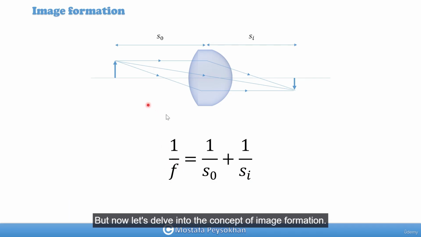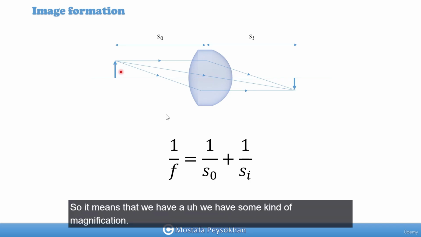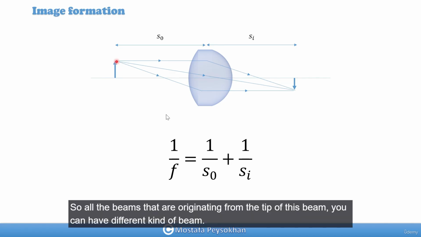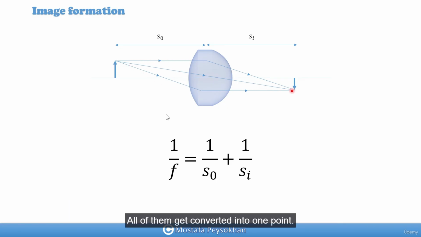But now let's delve into the concept of image formation. What does it mean? We usually put an arrow and then we put a lot of beams, and then all of them get focused on one point. So in this image, you can see I have an arrow, but this arrow is a little bit smaller. So it means that we have some kind of magnification, but the magnification is smaller than 1. All the beams that are originating from the tip of this arrow, you can have different kinds of beams, all of them get converged into one point.